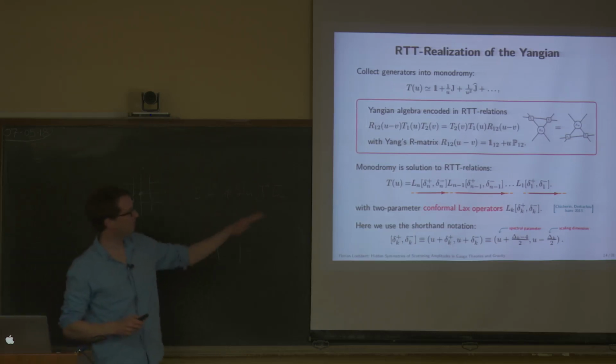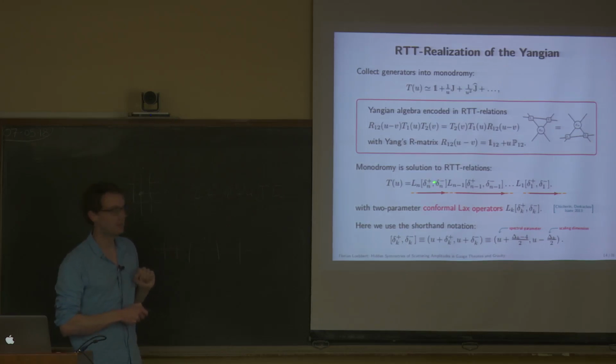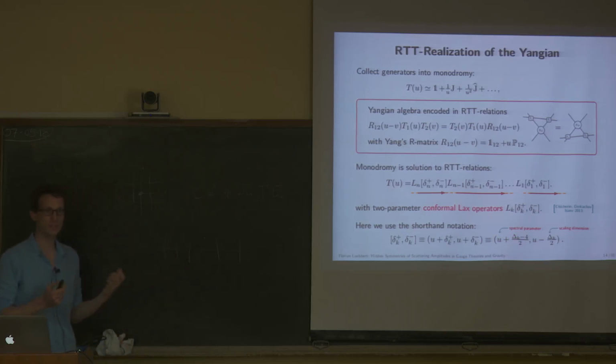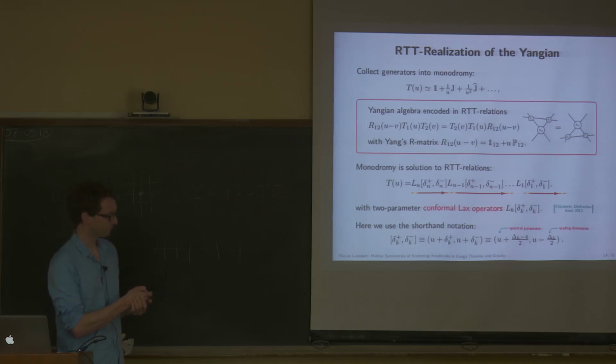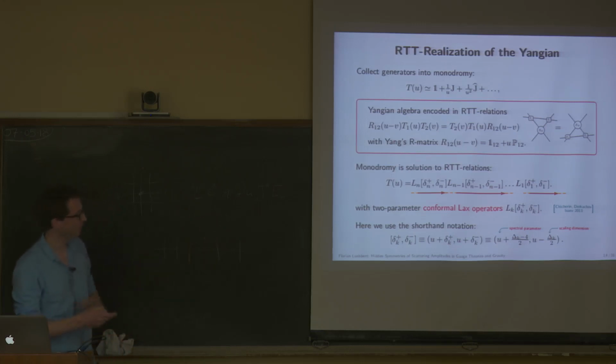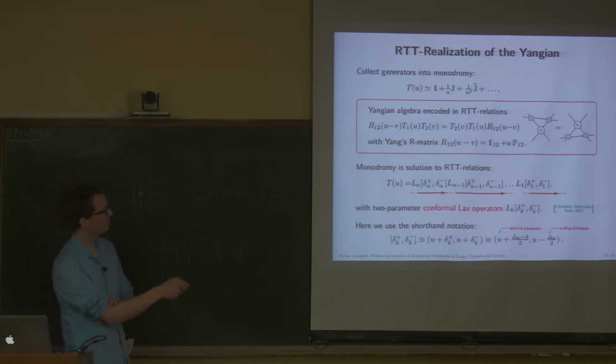Okay, so I can explicitly solve this for the case of the conformal algebra with these Lax operators, which depend on 2 parameters, delta plus and delta minus, and these are essentially just related to the spectral parameter and the conformal dimension of my external leg. So it's just a reparameterization, which is a bit more symmetric. And, well, one can also write down explicitly the solution here for these Lax operators. People have done this in this paper, but I won't do this here.